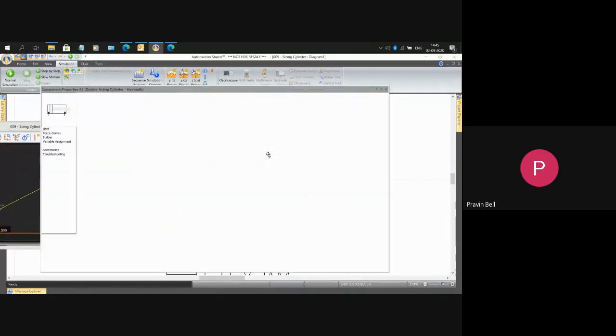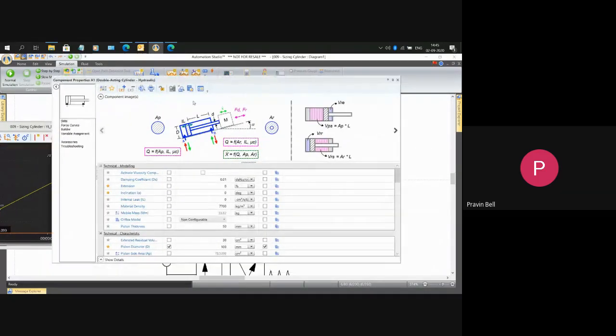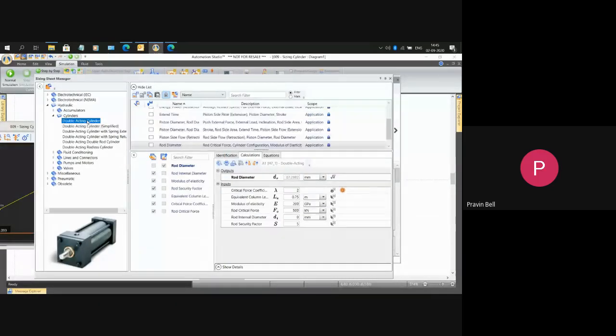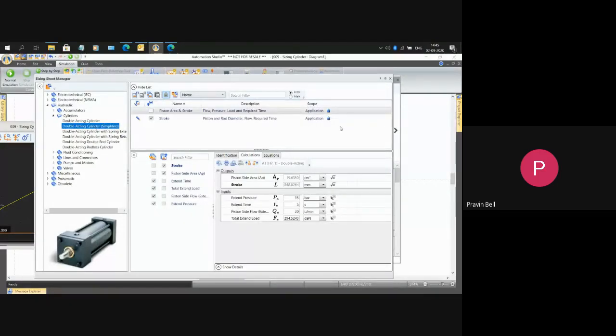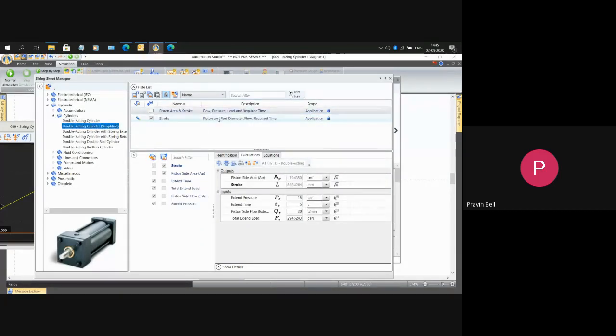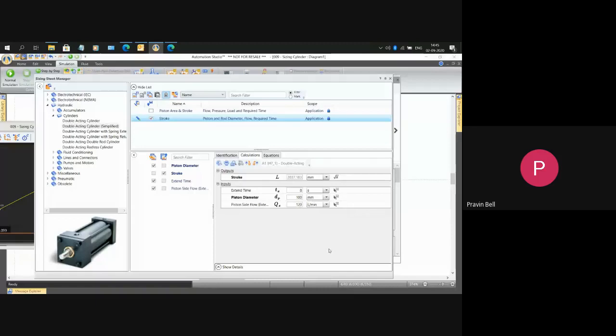I double click on my cylinder, and in this cylinder I have something known as the sizing sheet module in Automation Studio. This is specifically meant for engineers. And in the sizing sheet module, I have an entire list of equations. These are all equations which are going to do your problem solving. In these equations, there is an input side and there is an output side. So I go through these equations and I choose a particular equation in which I know the inputs and I want the software to calculate the outputs.